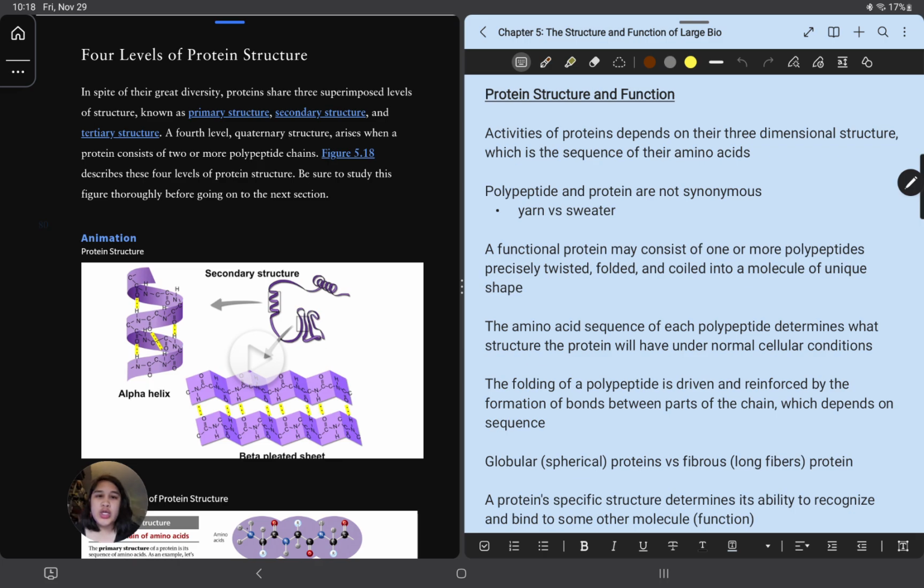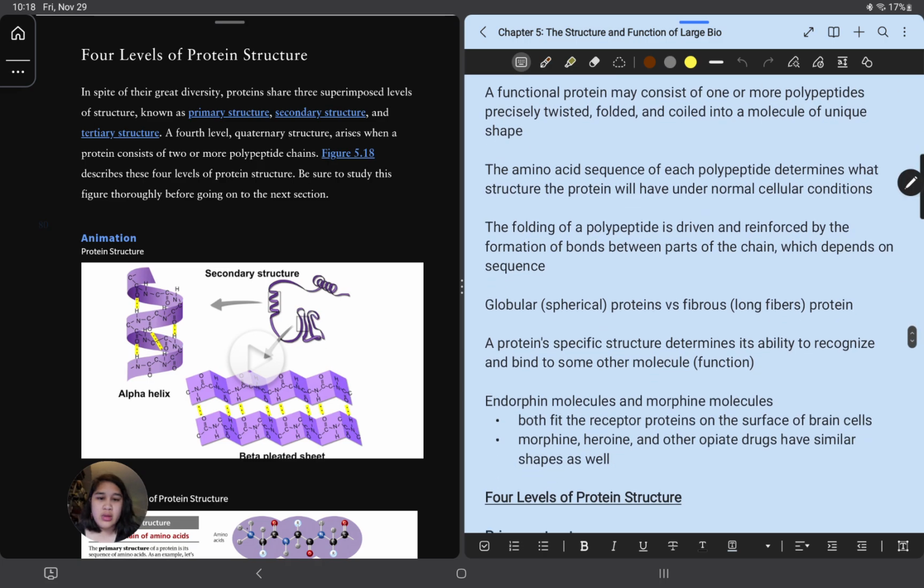So for protein structure and function, I wrote: activities of proteins depend on their three-dimensional structure, which is determined by the sequence of their amino acids. Polypeptide and protein are not synonymous. Yarn versus sweater. A functional protein may consist of one or more polypeptides precisely twisted, folded, and coiled into a molecule of unique shape. The amino acid sequence of a polypeptide determines what structure the protein will have under normal cellular conditions. The folding of a polypeptide is driven and reinforced by the formation of bonds between parts of the chain, which depend on sequence.